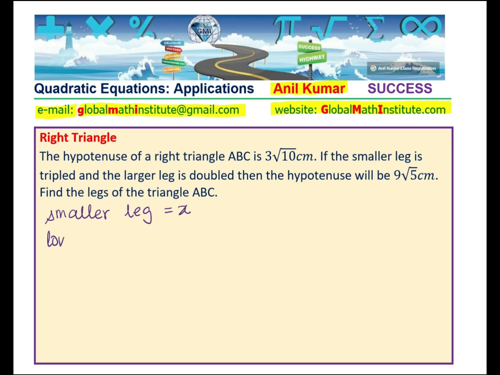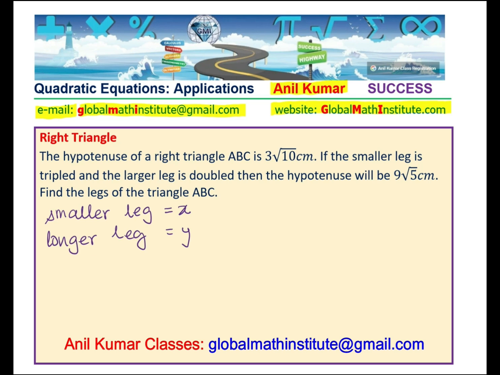And the longer one be y. So always, the first thing is to define the variables. The condition given to us is that if the smaller leg is tripled and the larger leg is doubled, tripled means it is changed to 3x and the larger doubled means 2y, right? Then the hypotenuse is 9 square root 5.